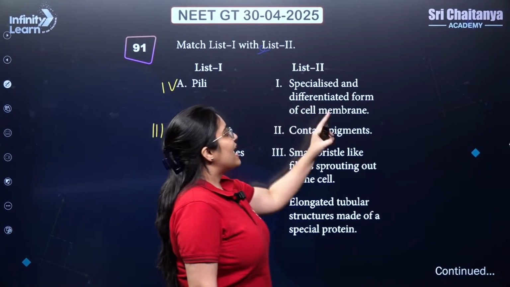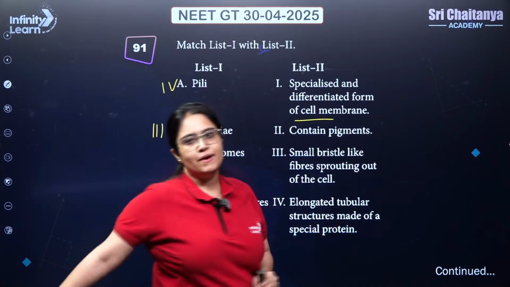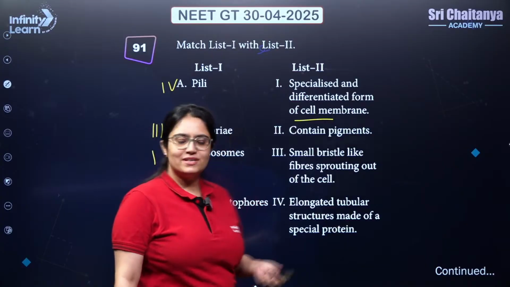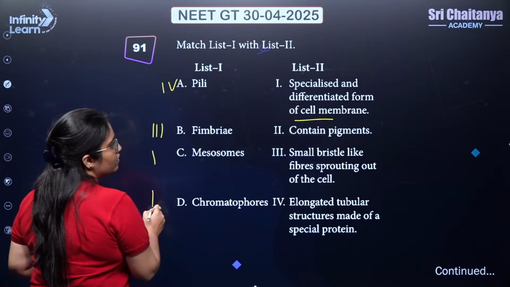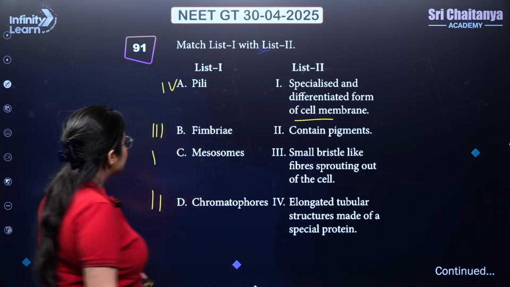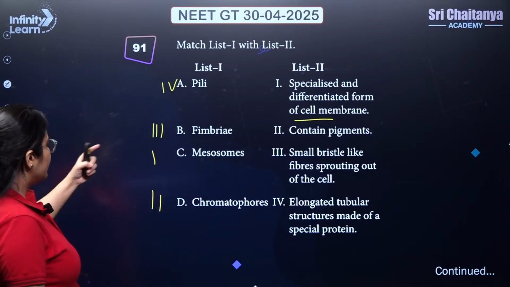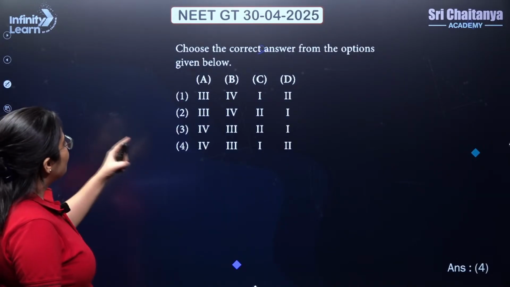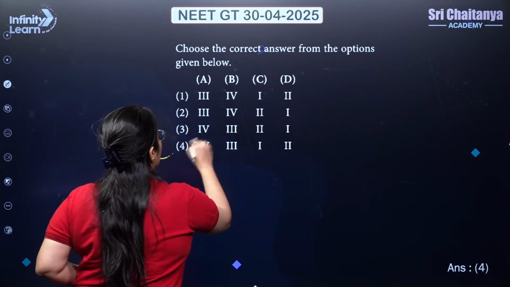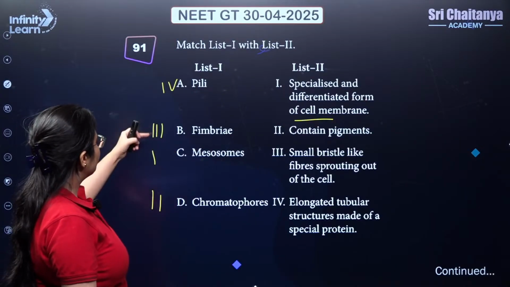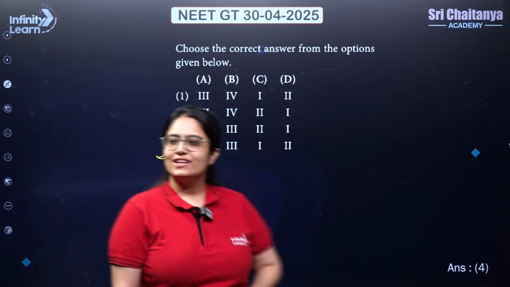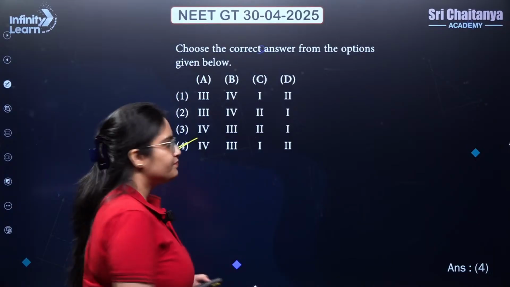Mesosomes, specialized and differentiated form of cell membrane. Very simple one. Chromatophores will contain pigments. Very simple. Match the column from your Cell the Unit of Life chapter, and the topic is prokaryotic cell. So it should be 4, 3, 1 and 2. So 4 should be your right answer. Correct guys? Next question.